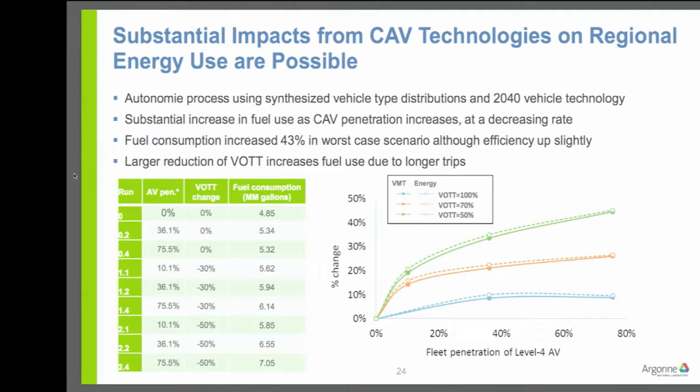Now, also through the connection of our autonomy model, we look at the potential energy use impacts of this, and we see, again, in the worst case, there's a potential 45% increase in fuel use. Although the efficiency does increase slightly, we would expect that as people are traveling more, as VMT increases, the fuel use would also increase.